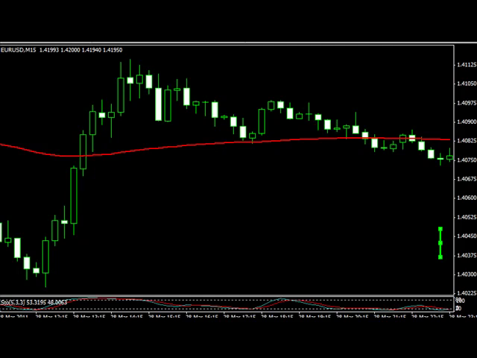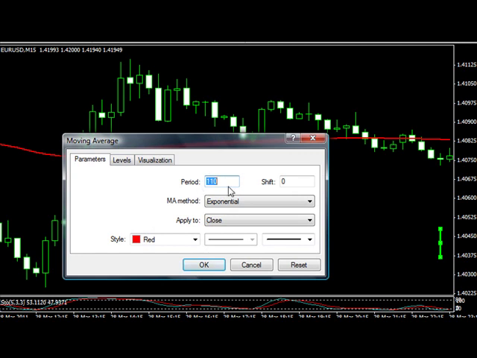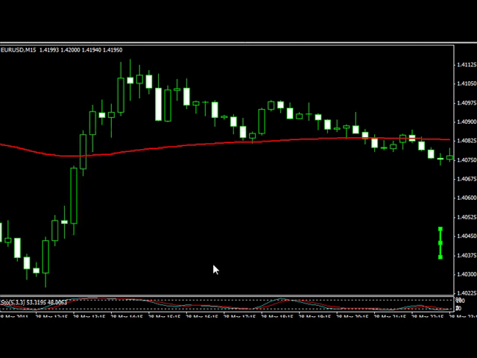Hey guys, just a quick little system I wanted to show you using one simple moving average, and we're using it as support and resistance. It's the 110 exponential. Have a look here, 110. So what I'm looking for is how price reacts when it touches this MA.